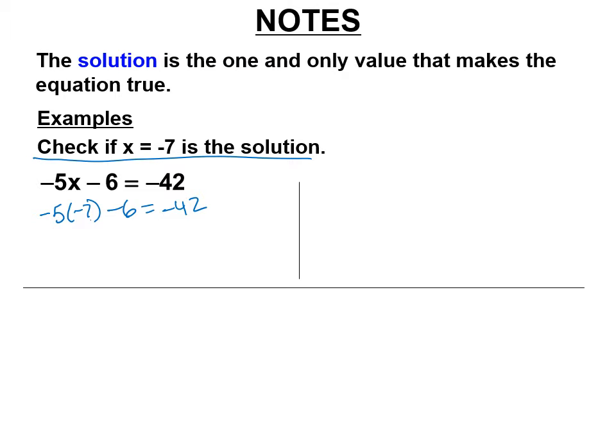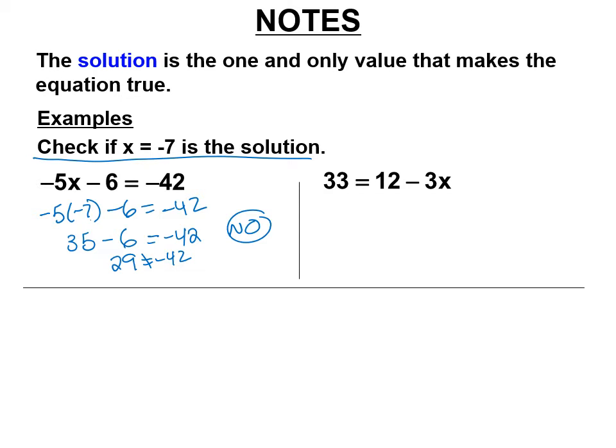-5 times -7 is 35. 35 minus 6 does not equal -42. So the answer to this is no. It is not the solution. Right? 35 minus 6, I believe, is 29. All right? So that is not the solution. Now, you could go find the solution, but that's not what I asked.